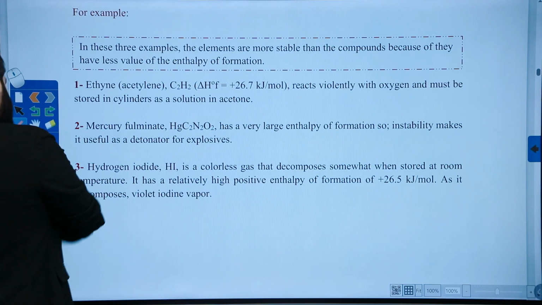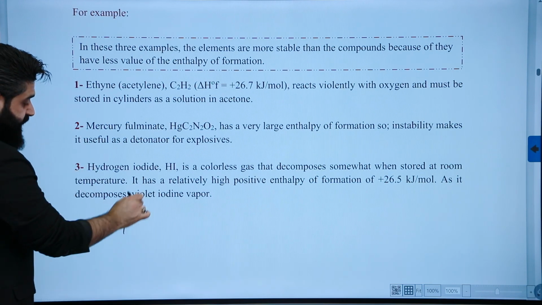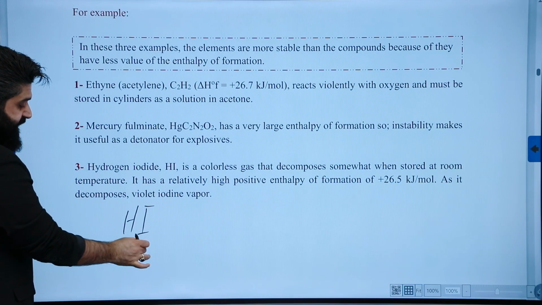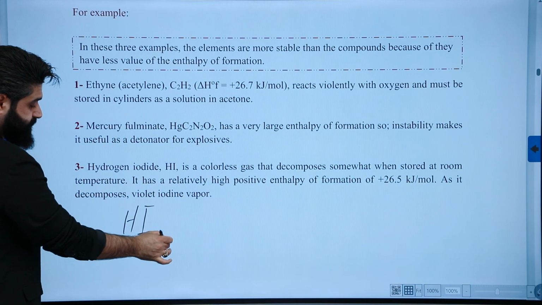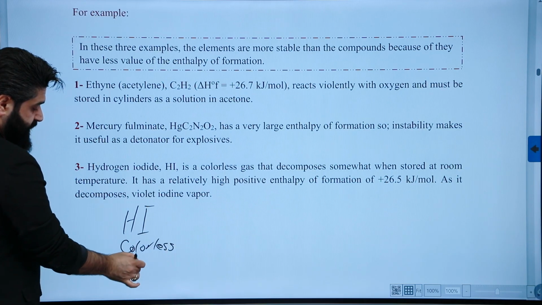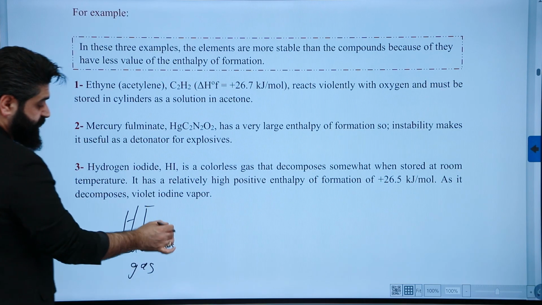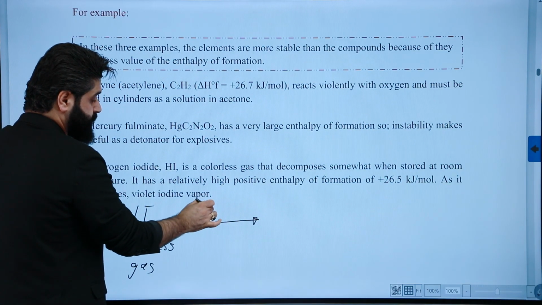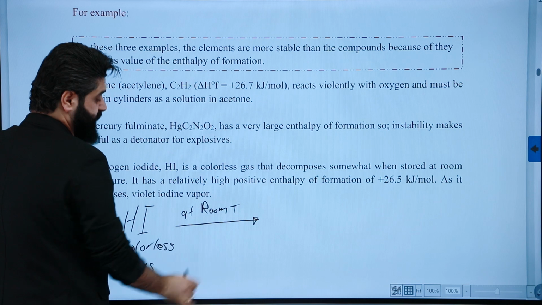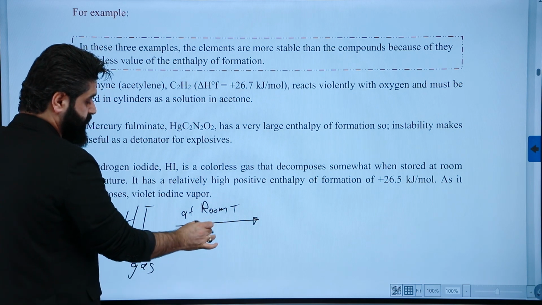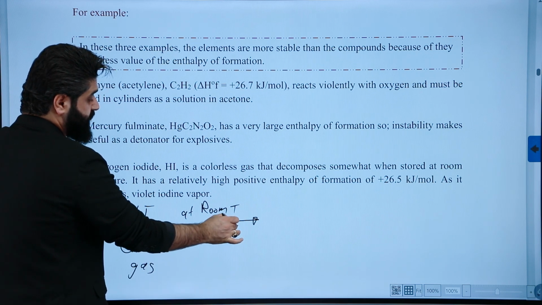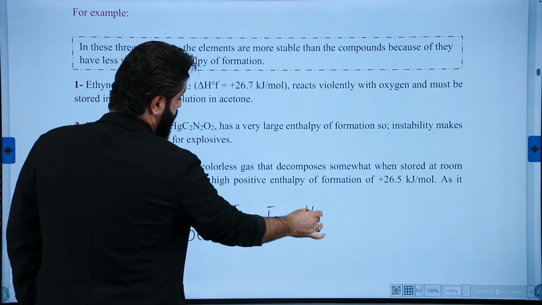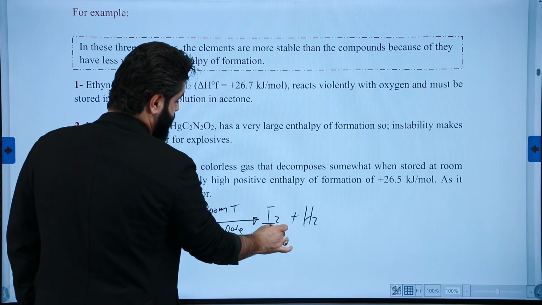The last one, hydrogen iodide. This is hydrogen iodide, HI. It's a colorless gas. But at room temperature, it will decompose to form I2 plus H2. I2 has a violet color.